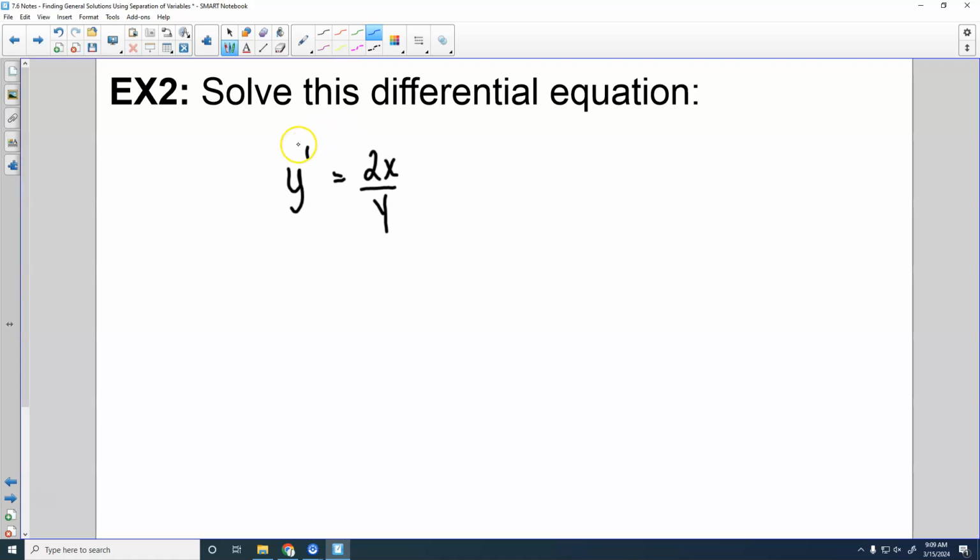So first of all, y prime, in this case, equals dy dx. And in my opinion, or the way I teach it anyway, I think it's a lot easier to have dy dx than to put y prime. So I would first switch this to dy dx equals 2x over y.